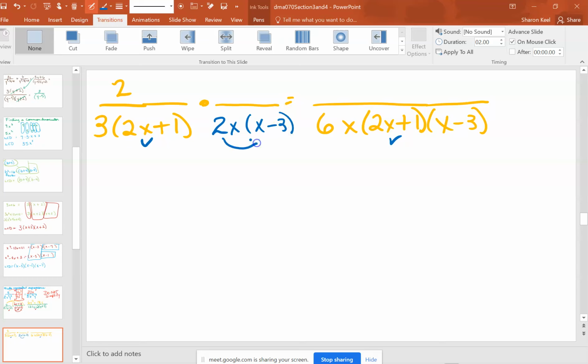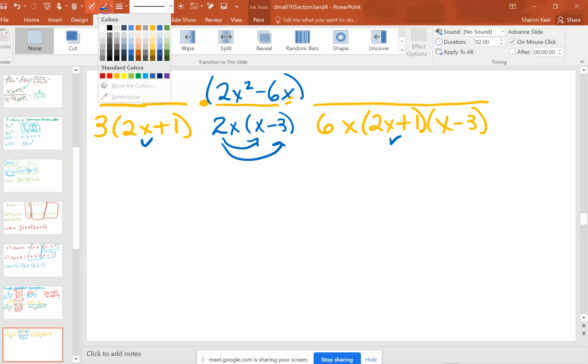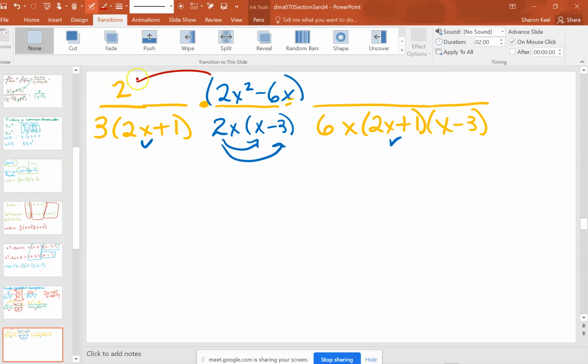Just as I did on the previous problem, when I write it on the numerator, I'm going to distribute. So 2x times x is 2x squared. 2x times -3 is minus 6x. So this we distribute when we write it on top. Now, to get my new numerator, 2 times 2x squared is 4x squared. 2 times -6x is -12x. And then stop, you're done.